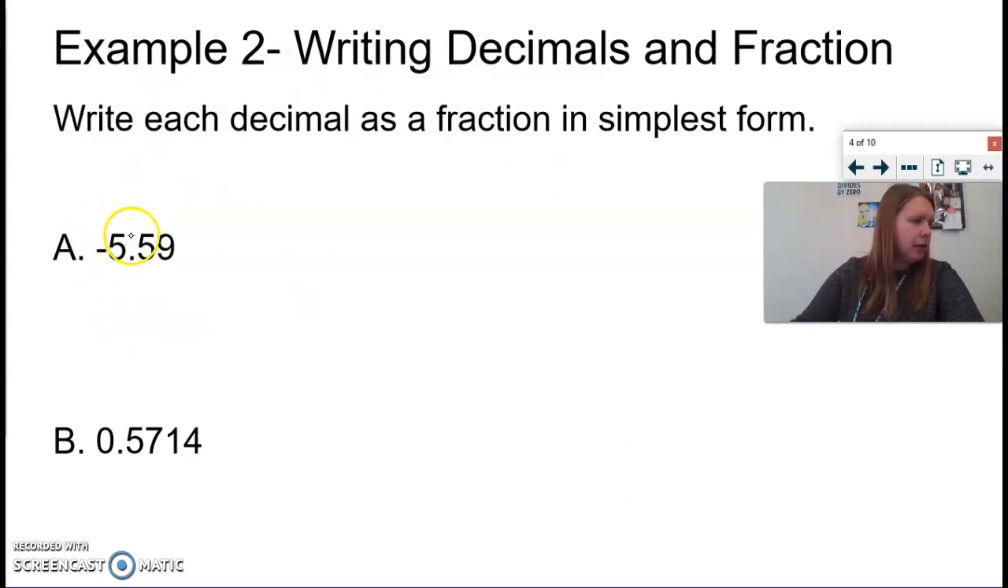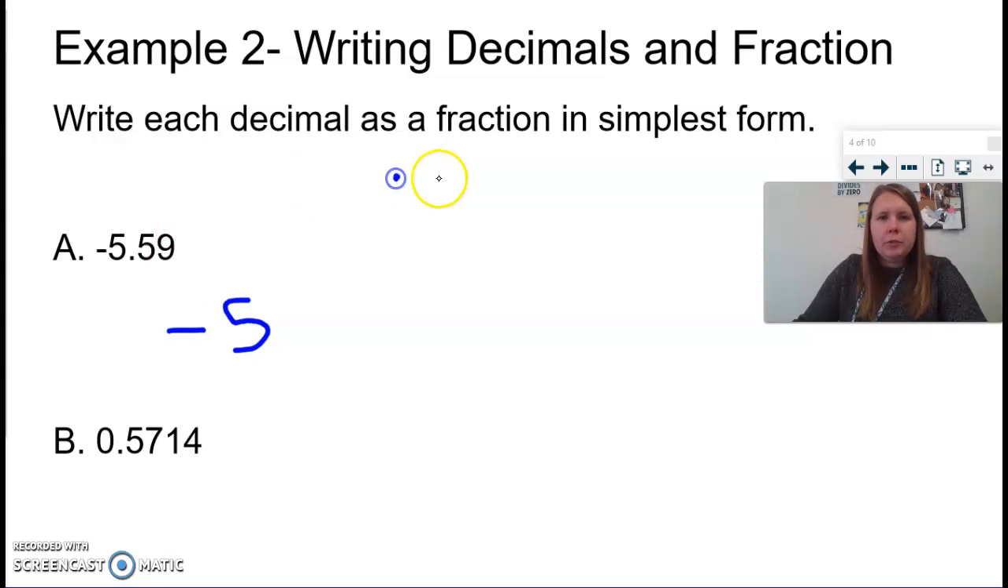So the first one I'm going to look at right now, I've got negative 5.59. This negative 5 is a whole value. So we're going to make this already a mixed number of negative 5 something, okay? So I'm going to have a different part of the fraction. I'm not going to make this whole thing the fraction. The easiest thing to think about is your decimal places for this, okay?